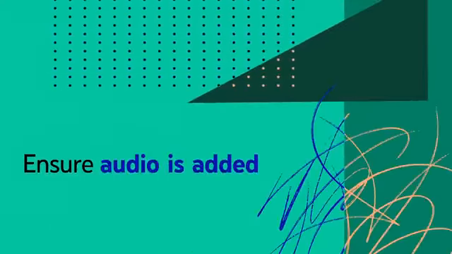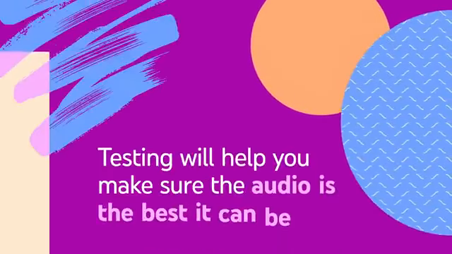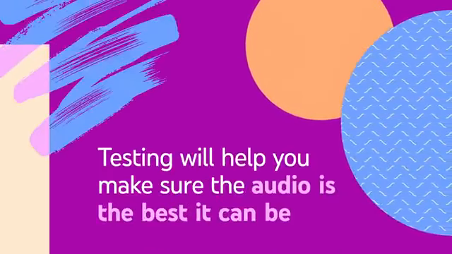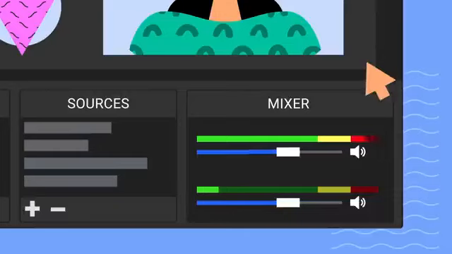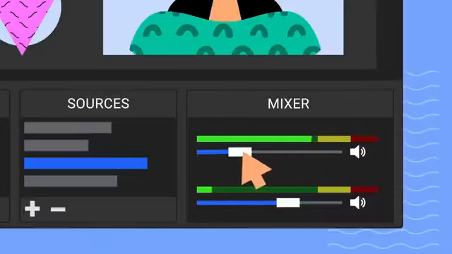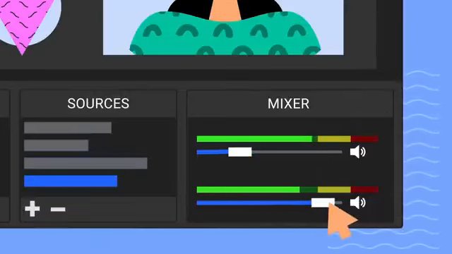Ensure audio is added. Most encoders will automatically add your desktop sound and default microphone. If using a capture card, you may want to add an extra audio source to ensure that your sound, like gameplay sound, is captured. Audio can be tricky, so make sure you test everything out. Testing will help you make sure that the audio captured from your sources is the best it can be, and it'll help you make sure that the media asset isn't too loud or too low in comparison to the others. You might want to add or edit sources to make sure your audio isn't echoing.